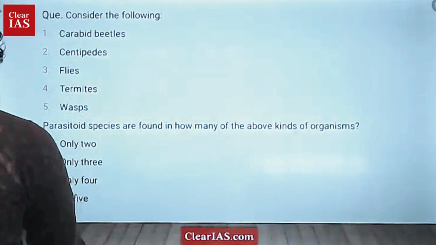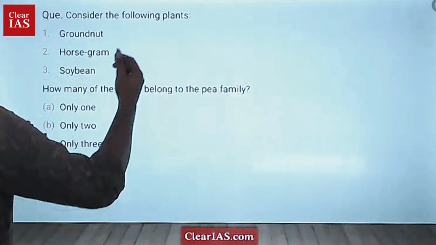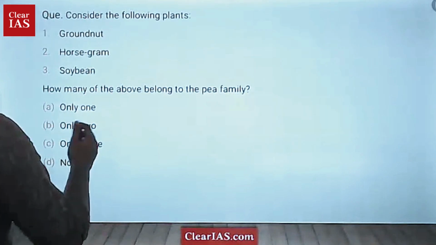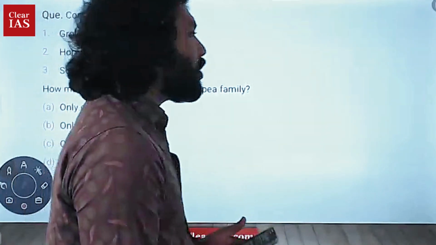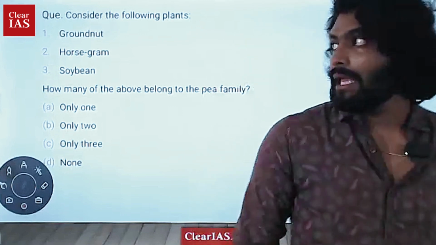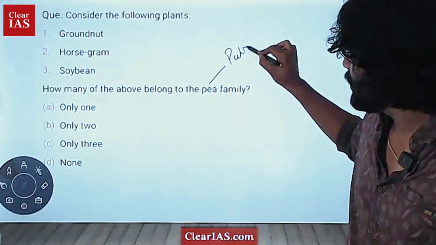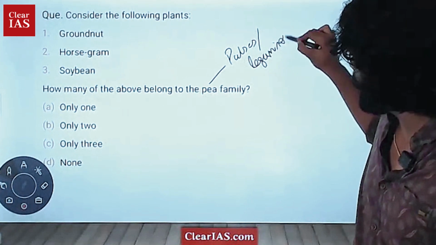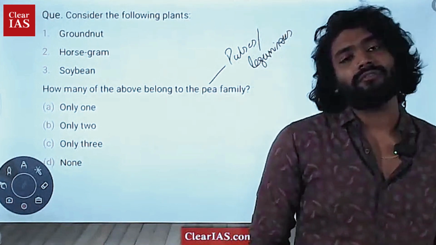So the next question would be, consider the following plants: groundnut, horse gram, soybean. How many of the above belong to the pea family? Pea. Mostly pulses or leguminous ones. Mostly, not every time. But again, looking at this question, this is also a favorite area of UPSC.